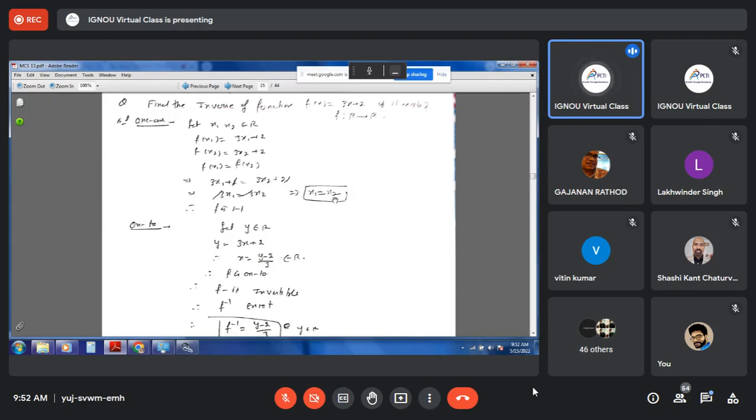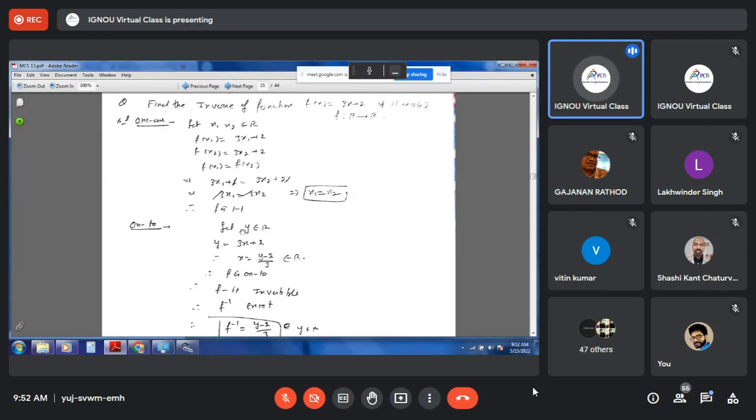So x1 is equal to x2, therefore f is 1-1. 1-1 means injective. Now onto. Simple. What to do for onto? Learn this. It is also different from the arrow diagram.